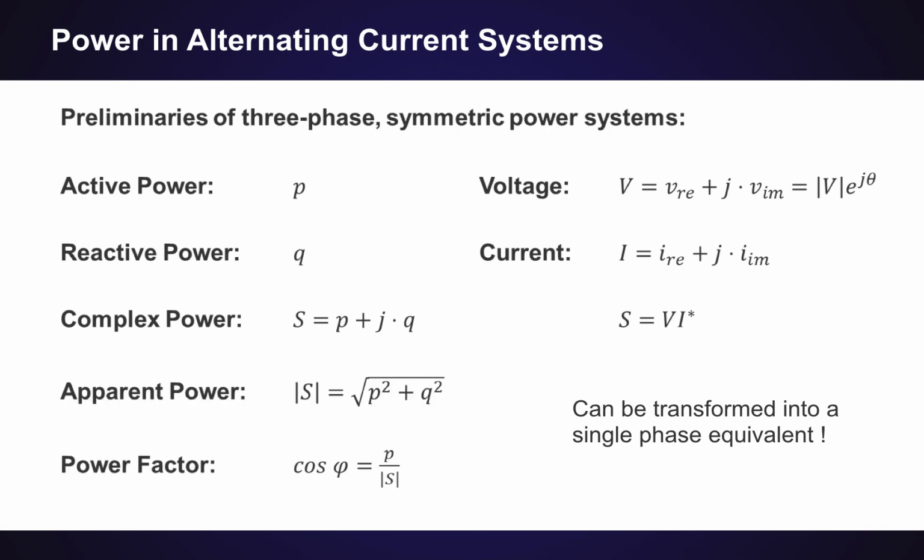A couple more definitions: the apparent power, which is the magnitude of the complex power, and also the power factor, which is the active power divided by apparent power. These two definitions will not be super important for these presentations, but I wanted to include them here.